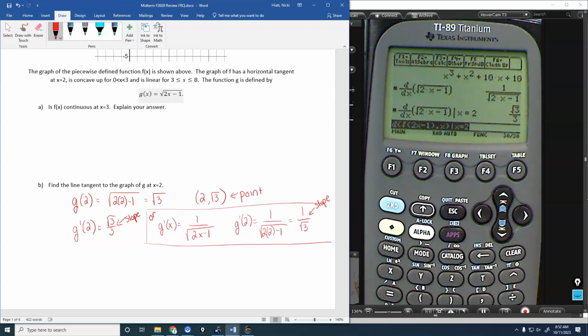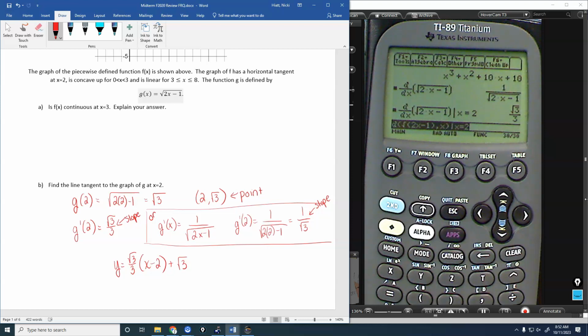And so then it wants the line. Find the line tangent to the graph. So it's asking for the line. The line is where we do y equals, slope goes here, square root of 3 over 3, or 1 over square root of 3. Either one's fine. And we do x minus 2, plus the square root of 3 for that.